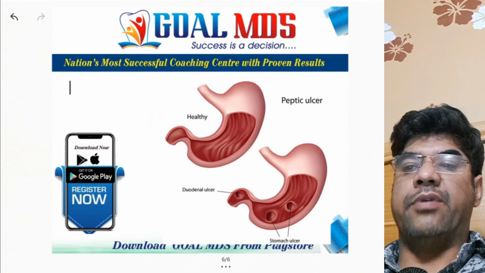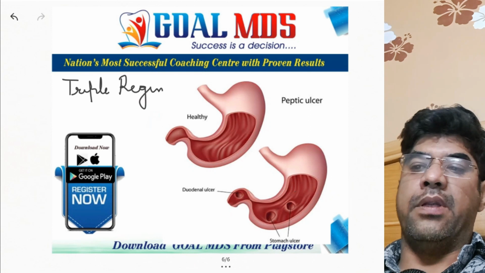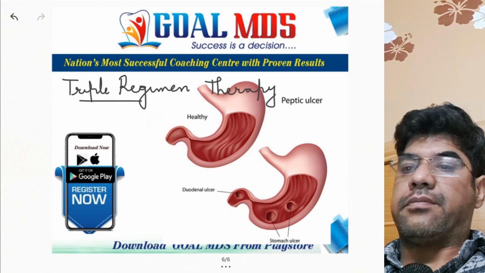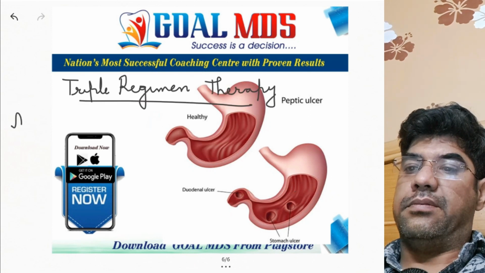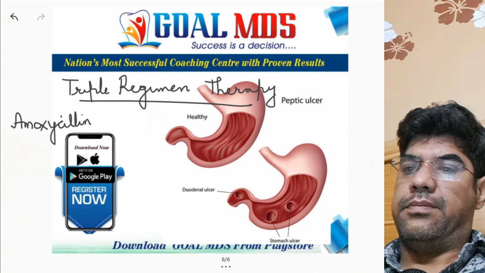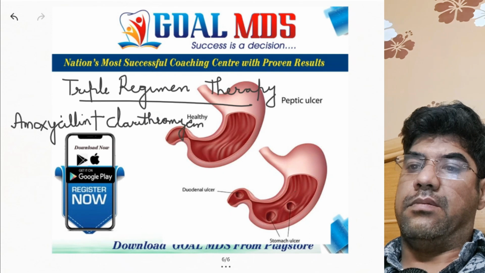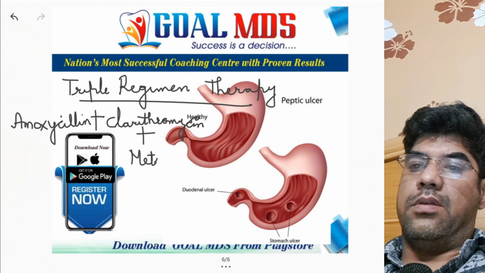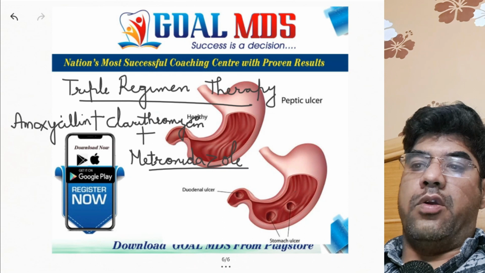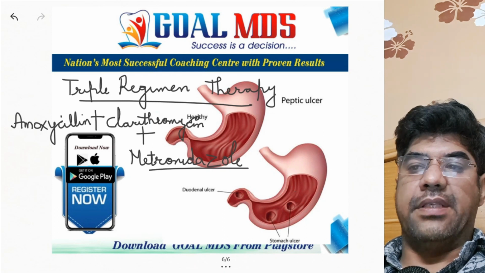So 3 antibiotics we use: amoxicillin, clarithromycin or metronidazole. Twice a day for 7 to 14 days.